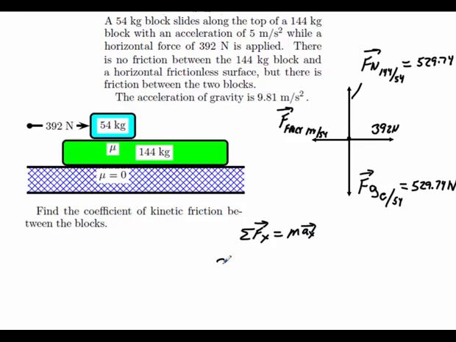I will get 392 minus the force of friction, and again I'm not going to write all the symbols, just let it like that, is equal to the mass of the system, which is 54, times the acceleration, which is 5. Oops, I don't need the equal sign, sorry. Okay, so 54 times 5 gives me 270. That gives me 392 minus the friction.